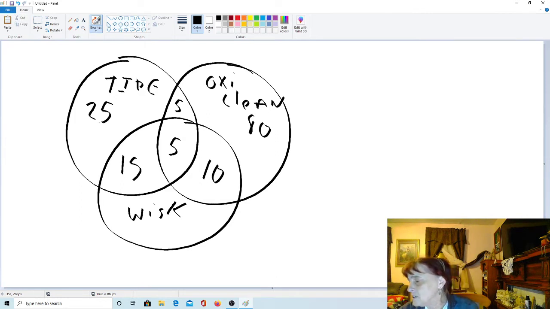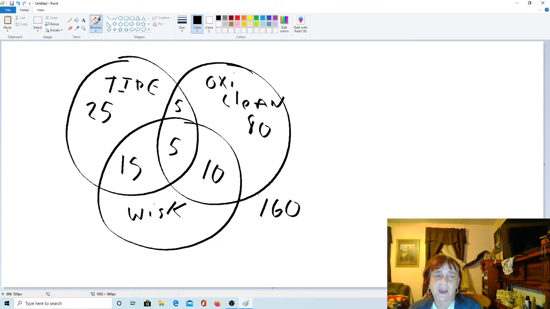Okay, there are 300 women altogether, so if you add all these up, 25 and 5 is 30. 30 and 80 is 110, plus 10 is 120, plus 5 is 125, plus 15 is 140, so 300 minus 140 is 160, so 160 women don't use any of the 3.